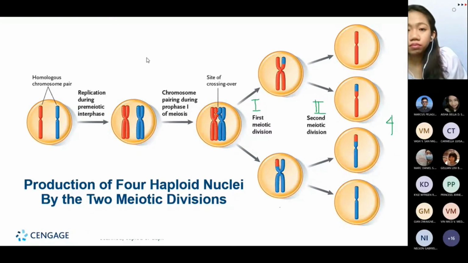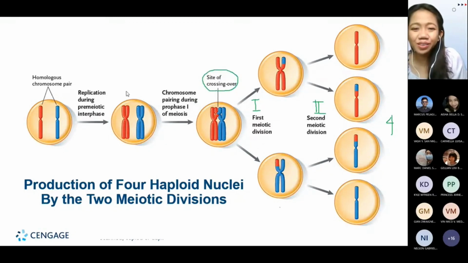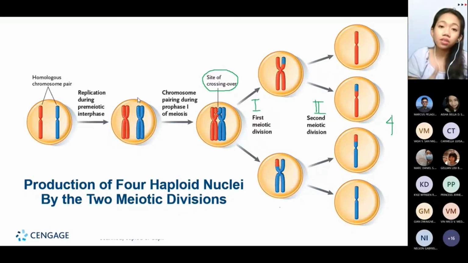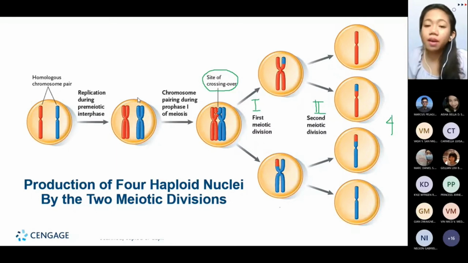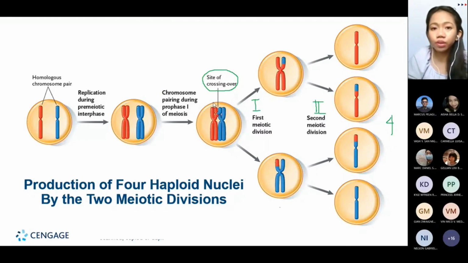May crossing over po na nangyayari sa meiosis, which is yung exchange po of DNA. Yes. Right. So good observation as well. So for meiosis, ito yung one of the major differences. So mitosis, the genetic material of the daughter cells are exactly the same as that in the parent. Pero for meiosis, there is a difference kasi merong such thing as the crossing over event.